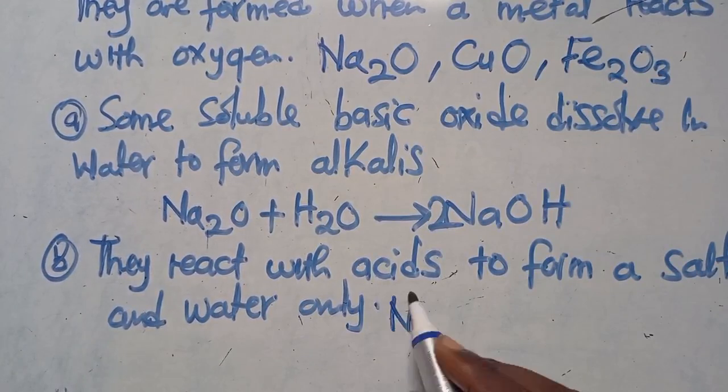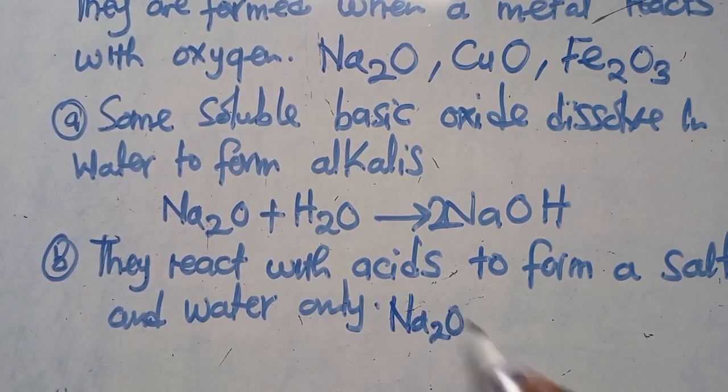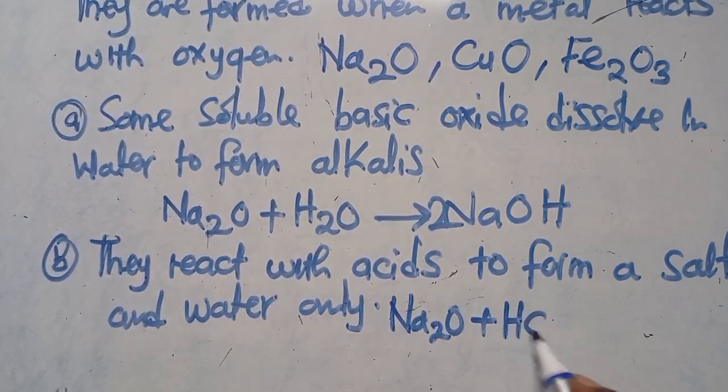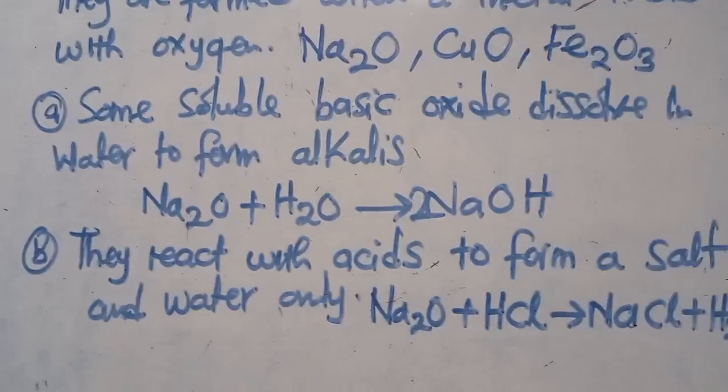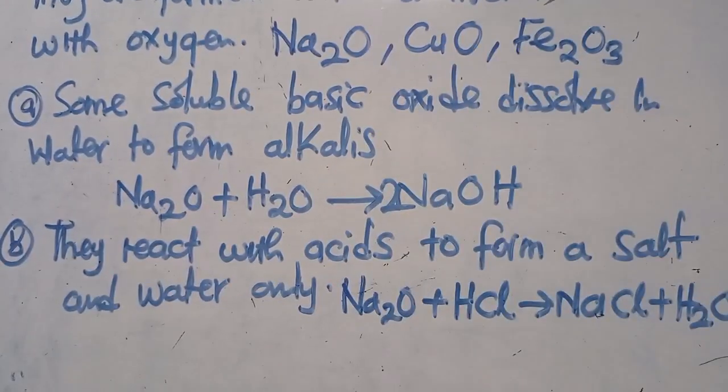Example, I will just pick sodium oxide. When it reacts with hydrochloric acid, what we are going to form is sodium chloride plus water, H2O. So that is water that is being produced. You just need to understand that.